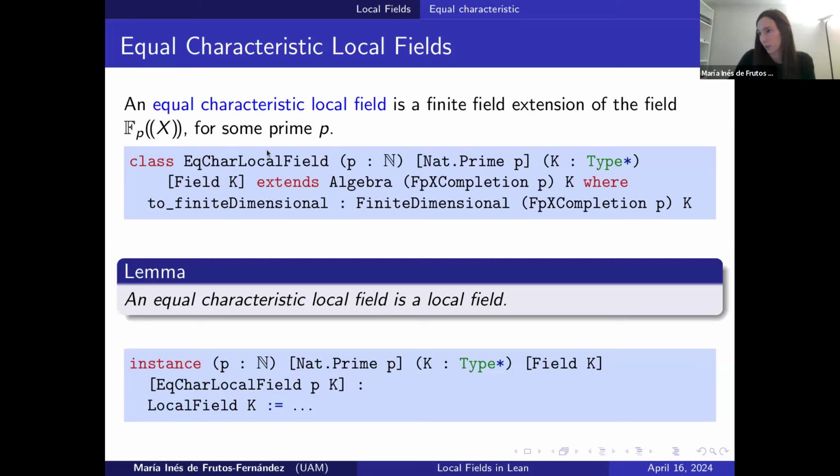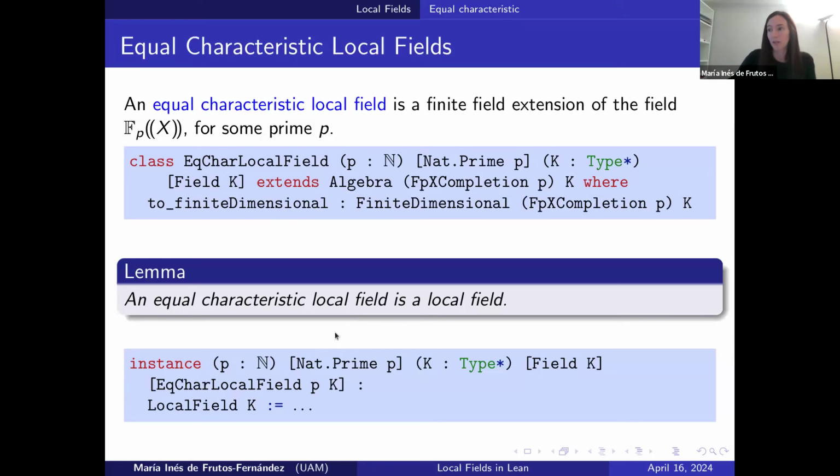So this is the corresponding Lean code. Again, we have to fix a prime number p and a field K. We now assume that K is an algebra over this completed field F_p((X)), and then we ask that this extension is finite dimensional.